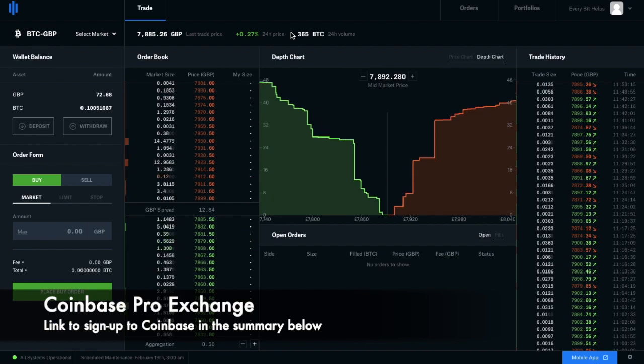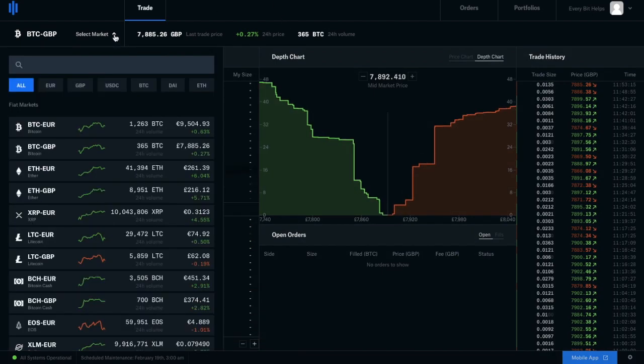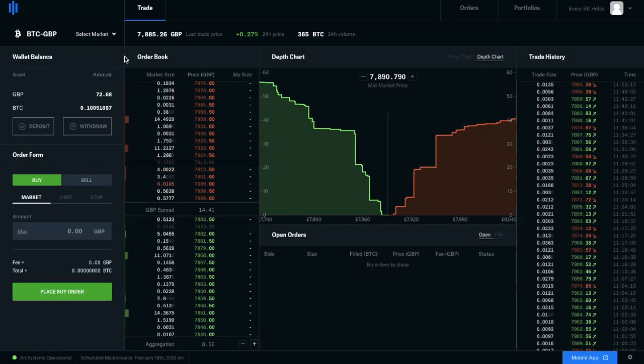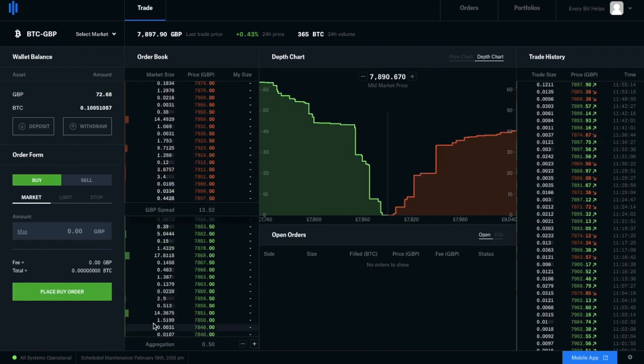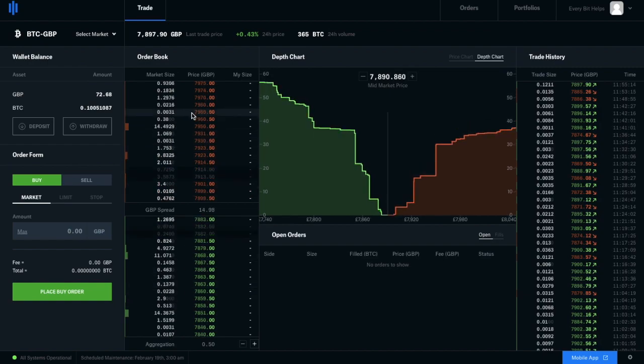And the first thing you'll need to do is select the market. So in this example, I'm going to be having Bitcoin with GBP. And if we just take a look at the order book, you'll see here that you have all your buys in green and you have all your sell orders in red. Buys, which are also known as bids, are people that are willing to buy as the price goes down. Then you have your sells, which are also known as asks. Now they are people waiting to sell as the price goes up.